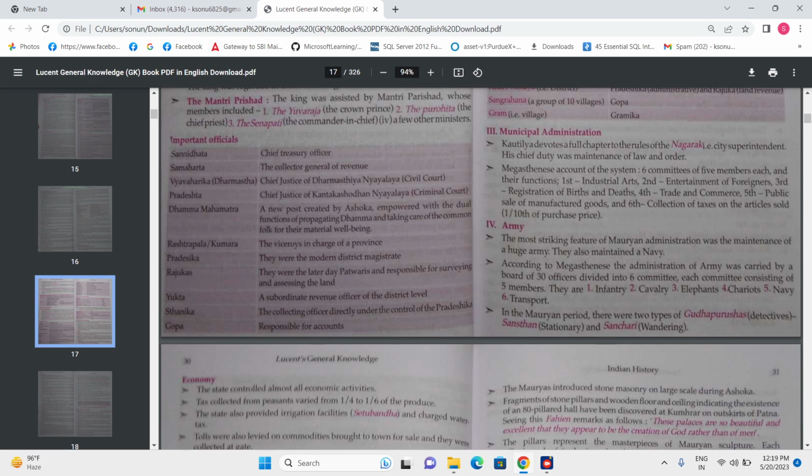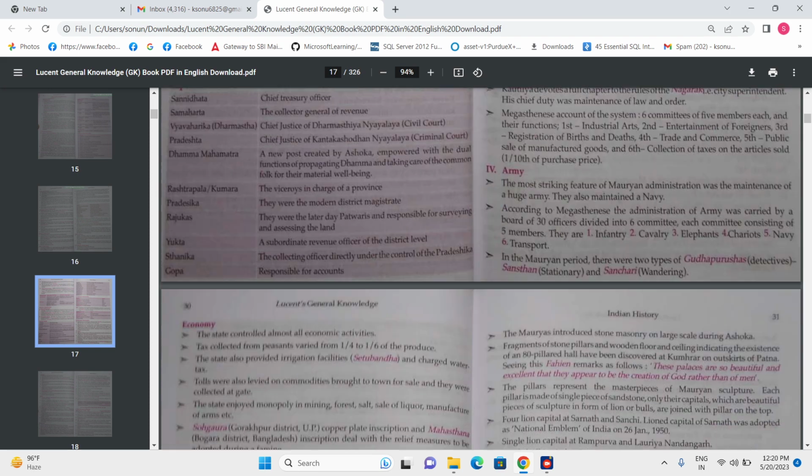Now the last administration part was the army. The most striking feature of Mauryan administration was the maintenance of a huge army. According to Megasthenes, Greek ambassador and also writer of Indica, the administration of the army was carried out by a board of 30 officers divided into 6 committees, each committee consisting of 5 members, so total 30 officers. The 6 committees: infantry, cavalry, elephant, chariot, navy and transport.